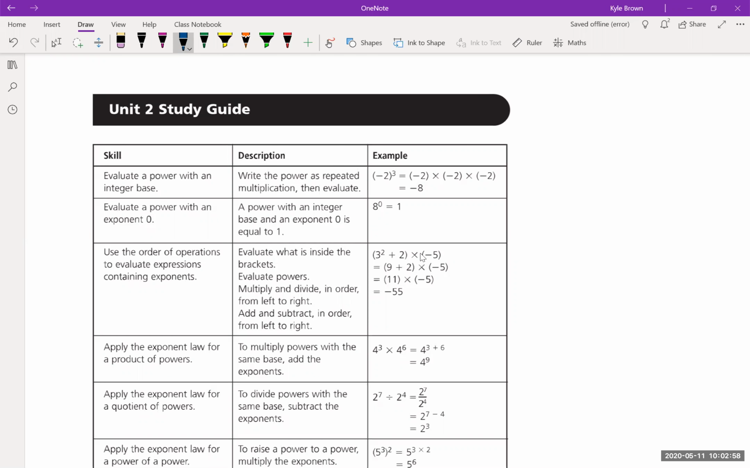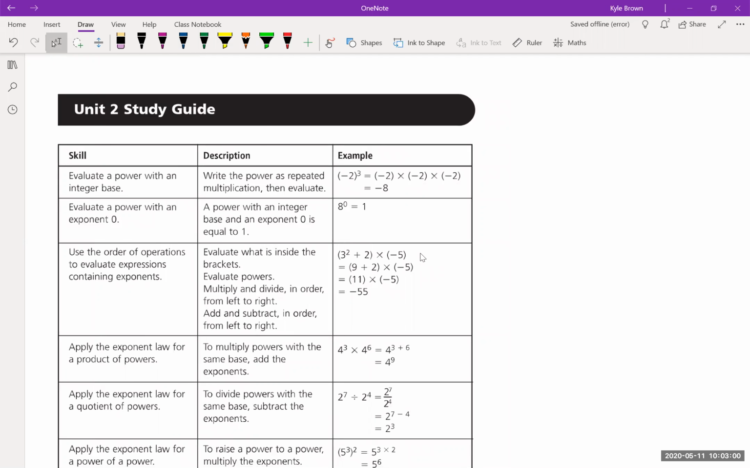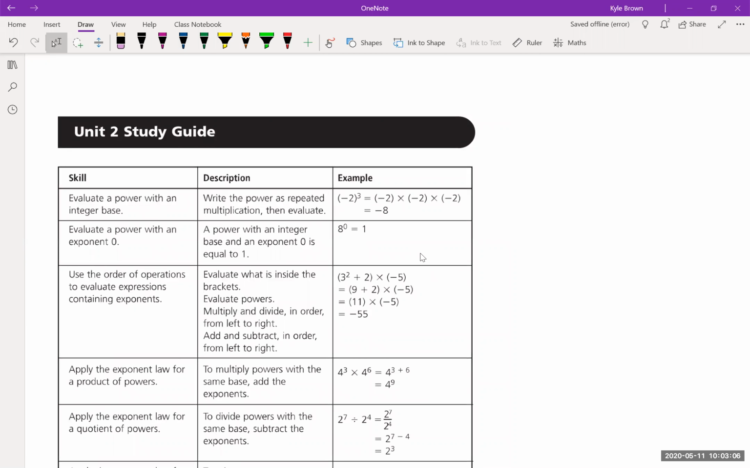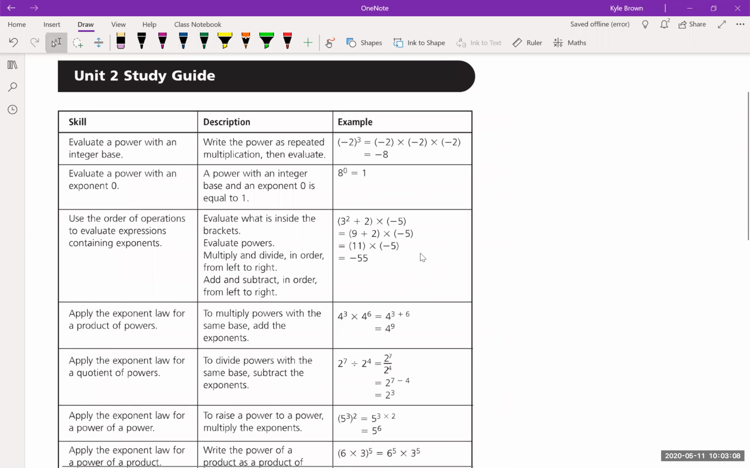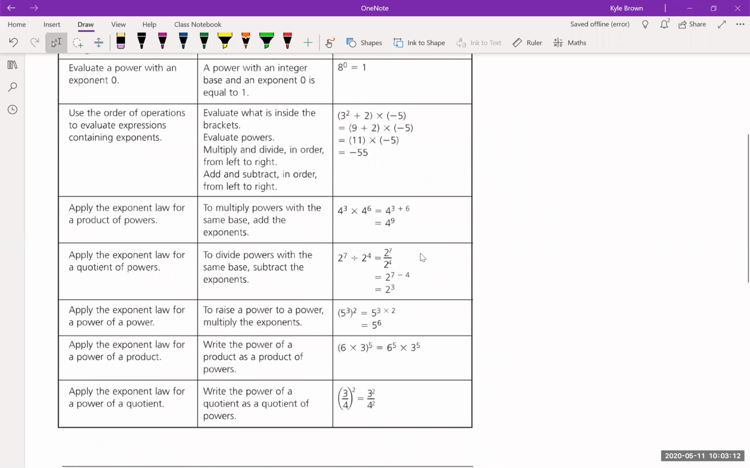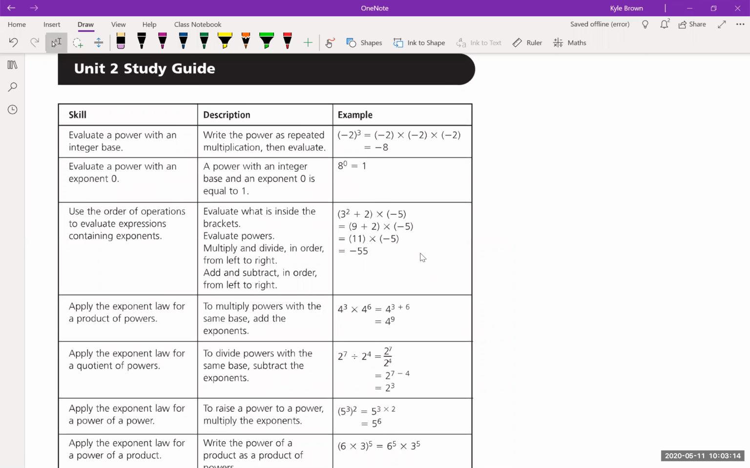All right, so Unit 2 study guide. Back in Unit 2, this one, by the way, was all about powers, right? Everything to do with exponents. Let's go through a few of these different skills, like this was really the unit in a nutshell. So the first one: evaluate a power with an integer base.